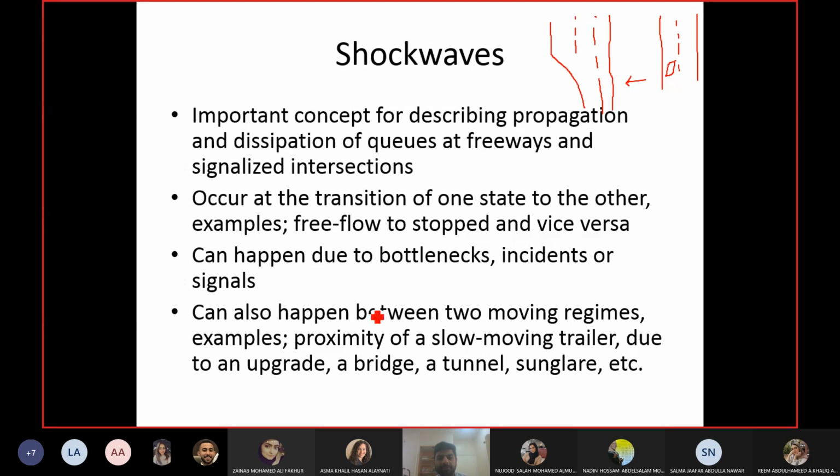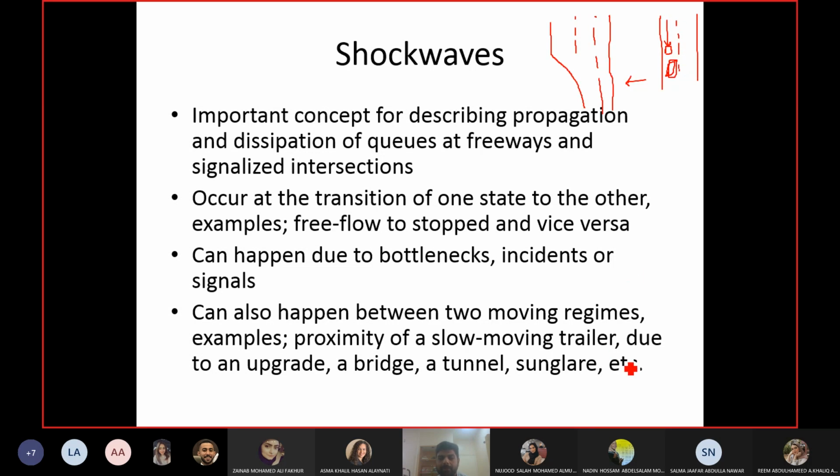Like they have given examples here, maybe you are coming into proximity of a slow moving trailer. So you are behind a trailer. You are coming at full speed and then you reach close to that trailer. Now you have to slow down. So the trailer is moving and you are still moving, but this trailer has caused such a significant difference in your speed that you are causing a shock wave now in the whole traffic stream.